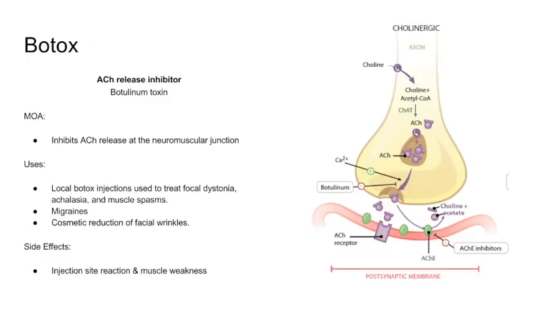Finally, we have Botox. As you can see on the chart on the right, Botox inhibits our release of acetylcholine into the nerve terminal. It is used locally to treat dystonias, achalasia, which, as you'll learn, is sort of this inability of the esophagus to relax. You can see it on x-ray. I believe it's called a bird's beak sign. It's also used to stop muscle spasms, for migraines, and it can also be used for the cosmetic reduction of facial wrinkles, which I'm sure we're all aware of.